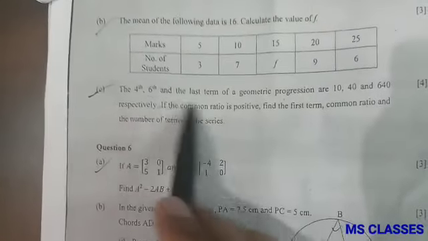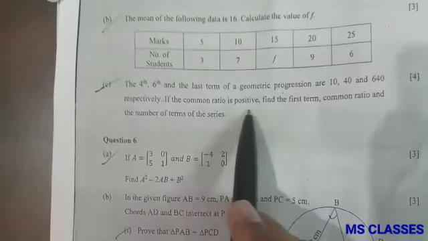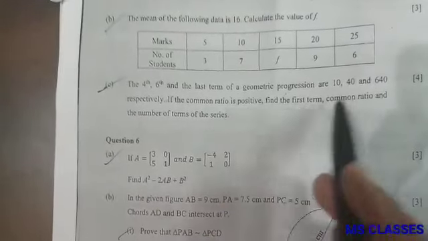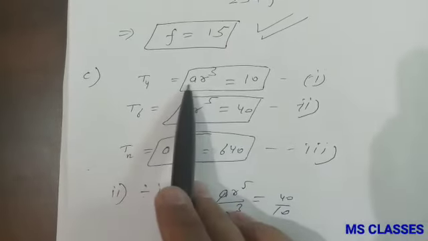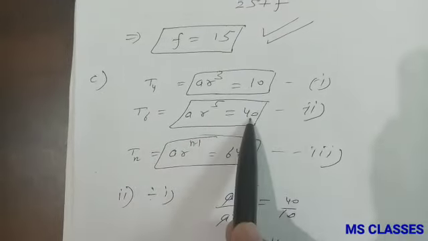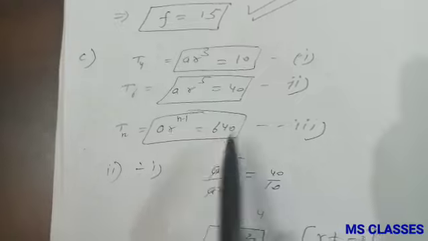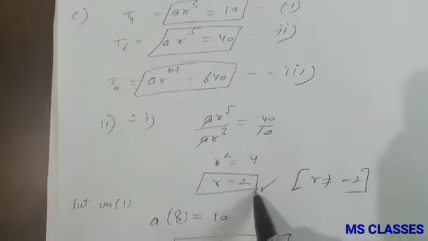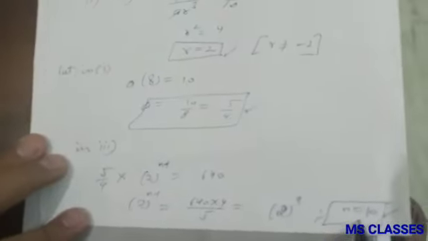If the fourth, sixth and the last term of a GP is 10, 40 and 640, and if the common ratio is positive, find first term, common ratio and the number of terms. So fourth term is AR cube, that is 10. Sixth term is AR to the power 5 is 40. Another term is AR to the power n minus 1, that is 640. So if you divide these two, you get R as 2. Put it in any of the equation, you get A as 5 by 4. And put these two values in third equation, you get N as 10.